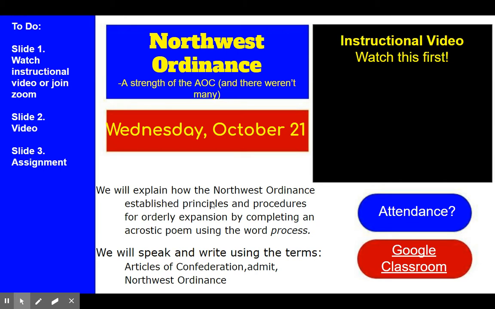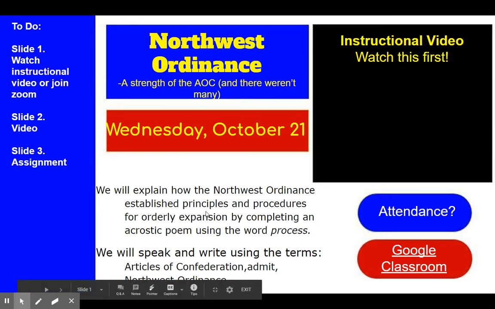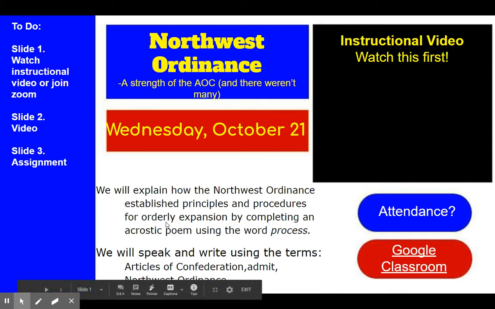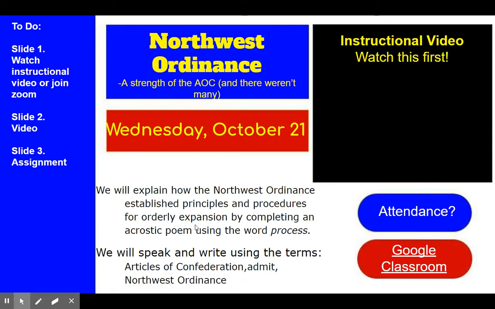So today we're going to explain how the Northwest Ordinance established principles and procedures for orderly expansion by completing an acrostic poem using the words process. That can sound kind of fancy, but orderly, like organized, expansion, get bigger. So you have to be able to add states to the U.S. So how do you do that? Because we already know we have extra land. We have extra land ready to start states.